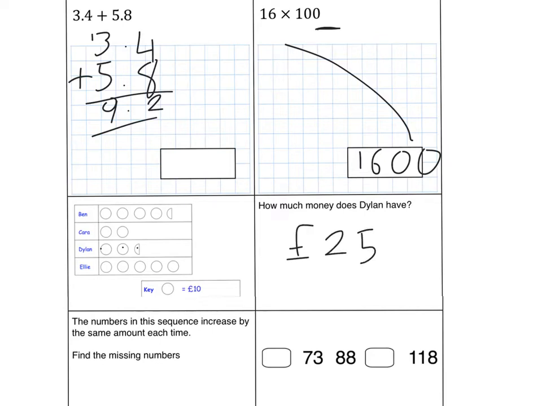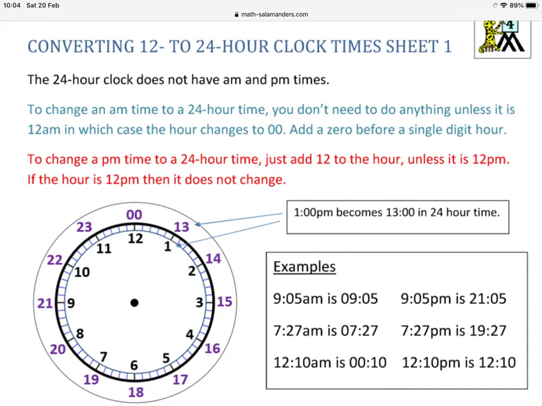Okay, the numbers in the sequence increase by the same amount each time. Find the missing numbers. Well, you can see here there's a difference of 15, so you would add 15 to this here, it would be 103. Then you would need to take away 15, which would give you 58. Okay, so now we've got our warm-up activity completed.